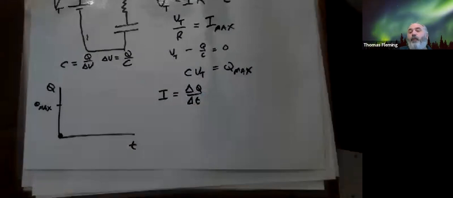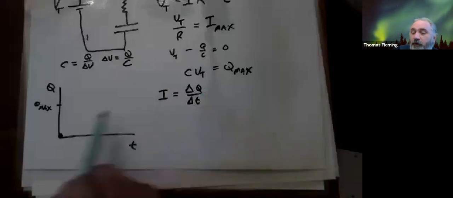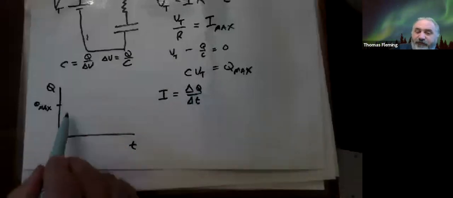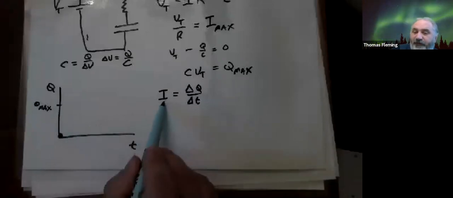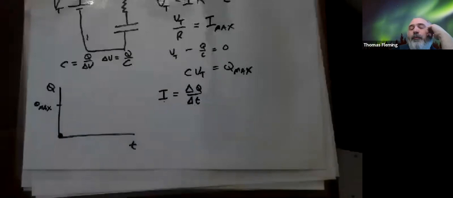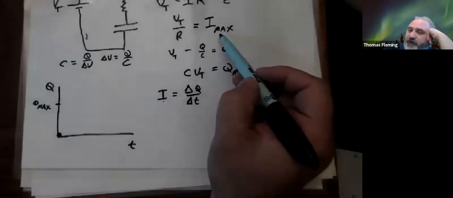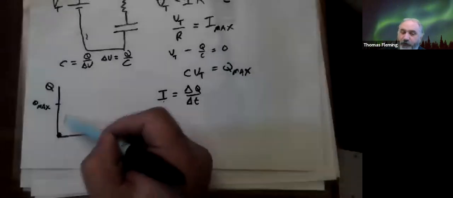And what I realize is that that has a specific interpretation on this graph, because delta Q, that's the rise of this graph. Delta T, that's the run of this graph. The current is apparently the same as the slope of the graph, rise over run. So knowing that, I can kind of deduce what this looks like. Because at first, when we first start off, my current is as big as it's ever going to get. That means my slope has to be as steep as I can make it. So my slope is going to start off very, very steep.